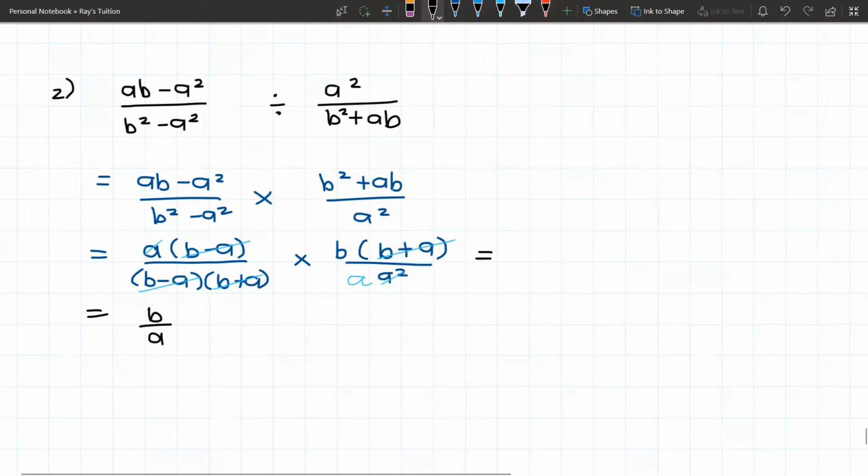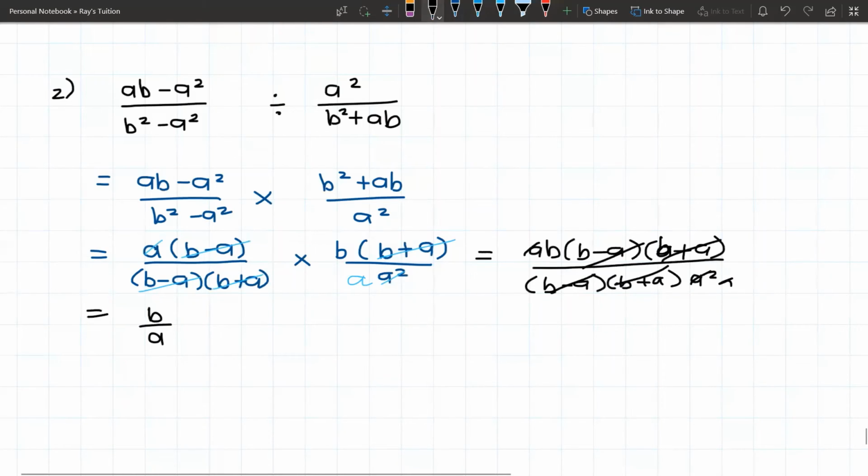Once again, if you feel more comfortable, you can first multiply the numerator with the numerator. So a times b minus a times a plus b, all over b minus a, b plus a times a squared. And then maybe it's more clear to see how we're cancelling and how we get that the answer is b over a. So you can choose, if you feel more comfortable, once you've factorized and changed the division signs to multiply, the whole numerator with the whole denominator before cancelling, that is okay.